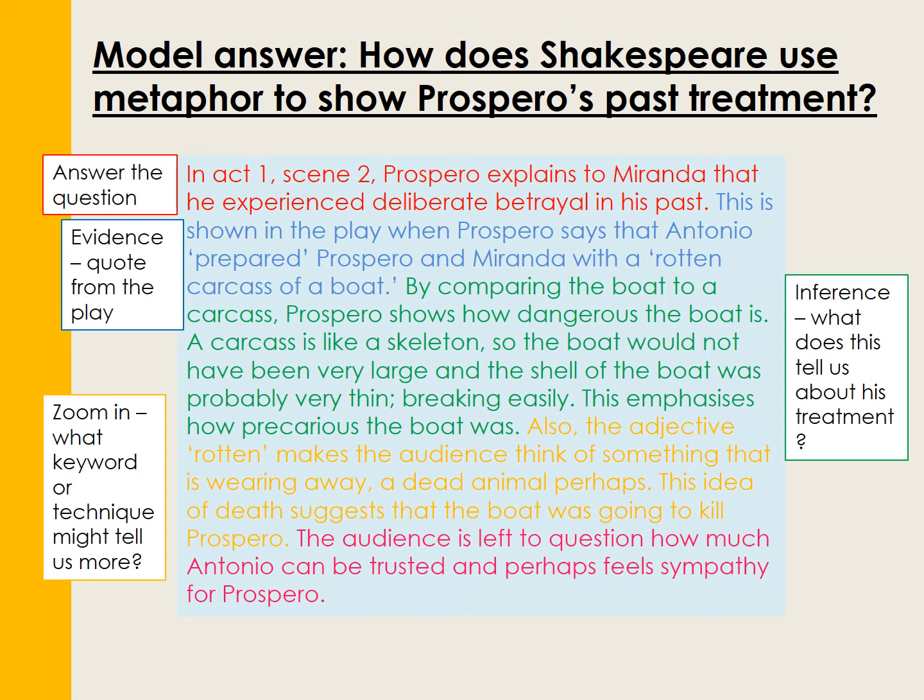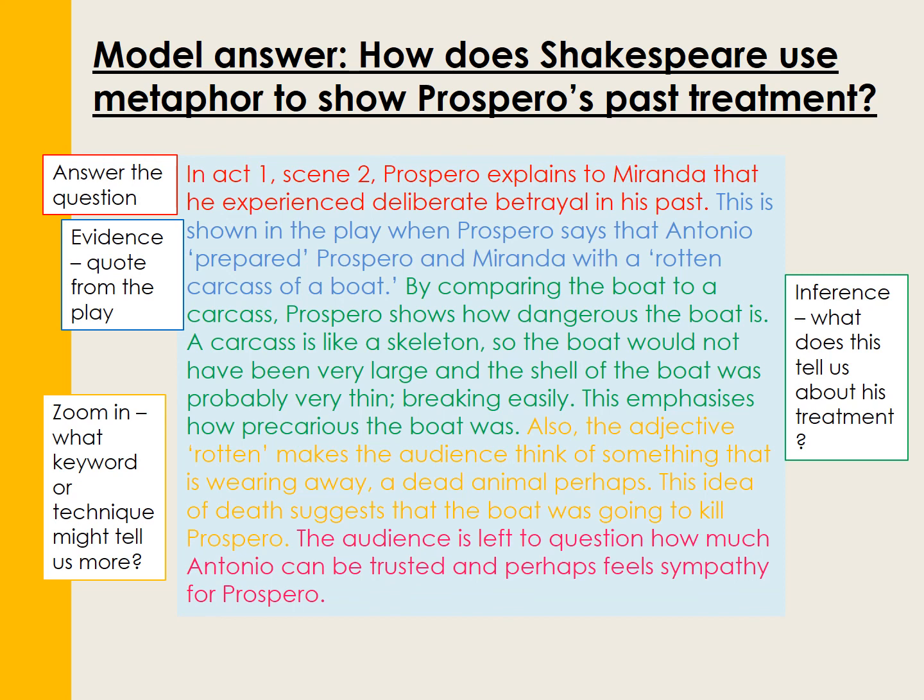Okay, next. I'll zoom in. This is where we build in a bit more detail. We look at a keyword or a technique and we think, what more does this tell us? What more do we learn about Prospero's past from this keyword in particular? I've picked on the word rotten, and to show that I know my stuff, I've used a word class. I've said that this is an adjective. The adjective rotten makes the audience think.